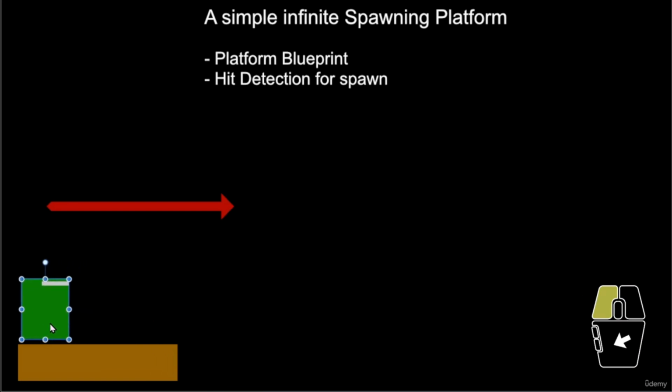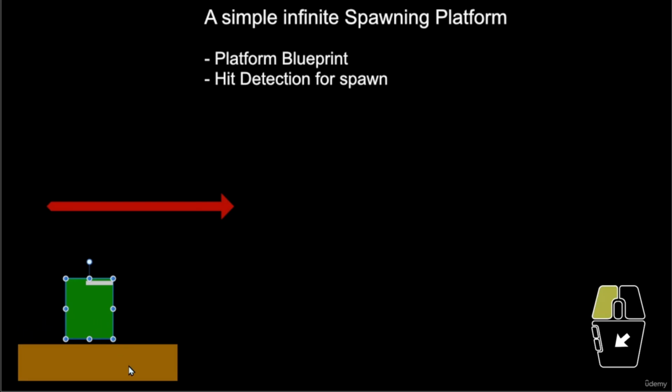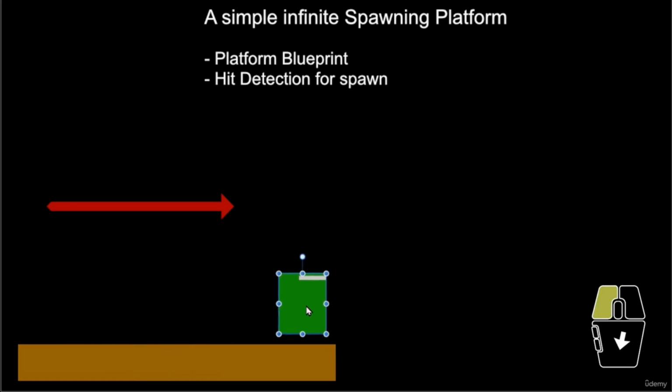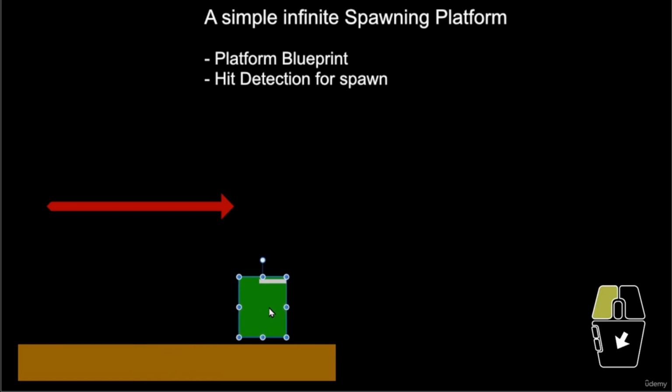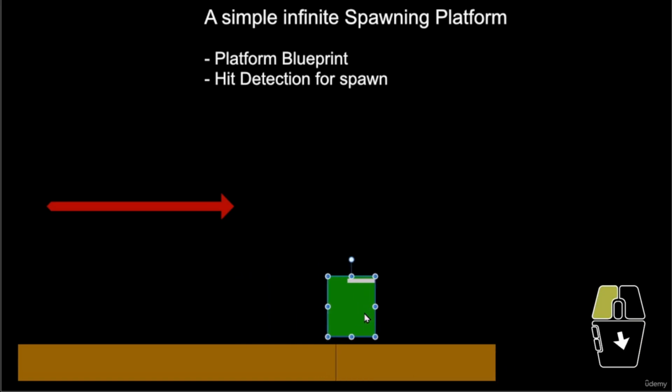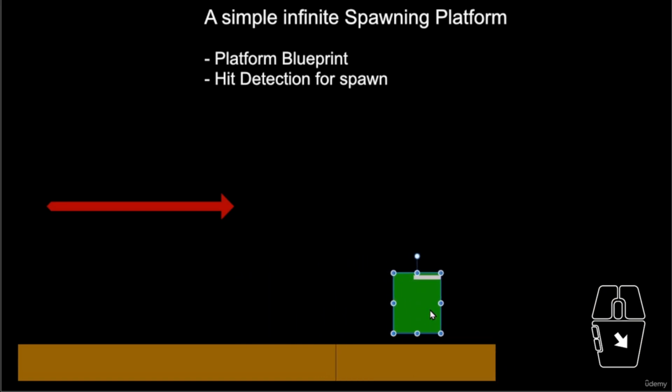But what we really want is when the player is spawned in, at around here, a new platform is spawned in front so that the player can continue moving on it. And then around here, another platform is spawned, and then the player can keep moving forward. That's the general thinking we are going to use to get this done.